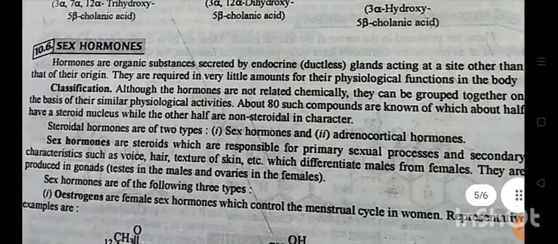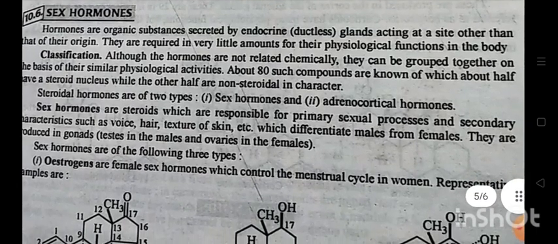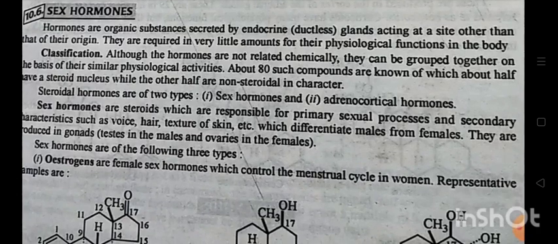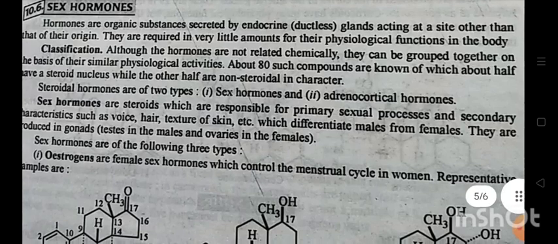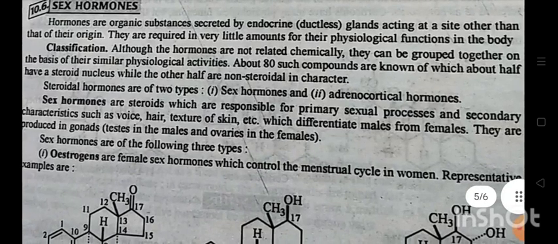Sex hormones. Hormones are organic substances secreted by endocrine ductless glands, acting at a site other than that of their origin. They are required in very little amount for their physiological function in the body. Classification. Although the hormones are not related chemically, they can be grouped together on the basis of their similar physiological activity. About 80 such compounds are known, of which about half have a steroid nucleus while the other half are non-steroidal in character.